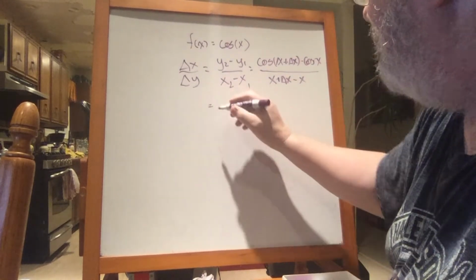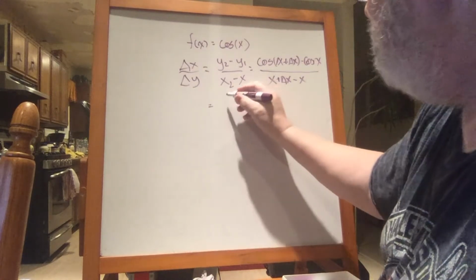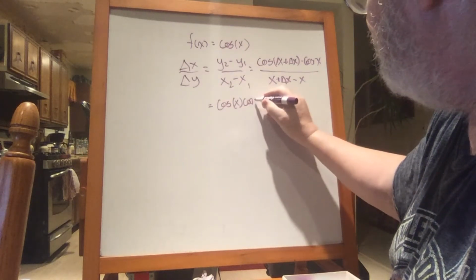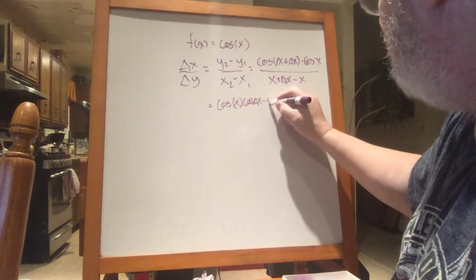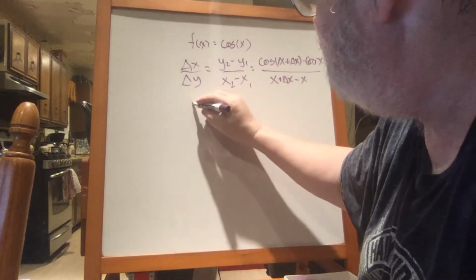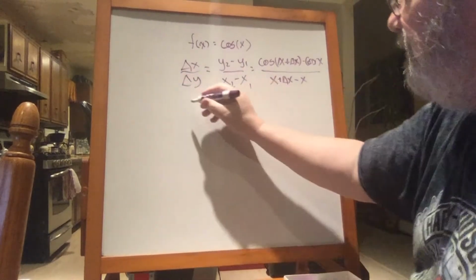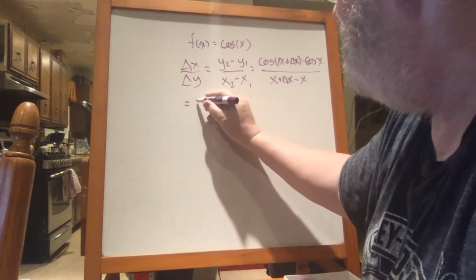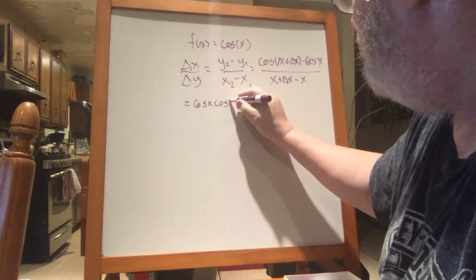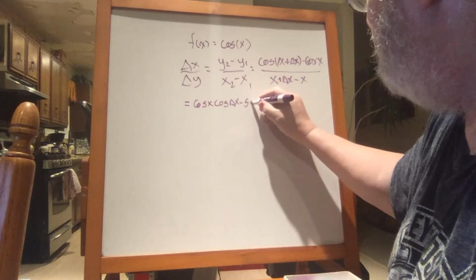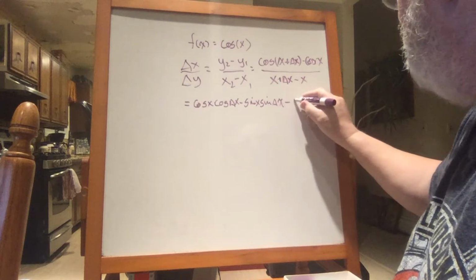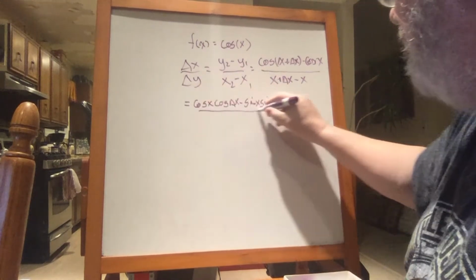And that leaves us with, using the trigonometric identities, cosine of x, cosine of delta x minus sine of x, sine of delta x, minus cosine of x, all on delta x.